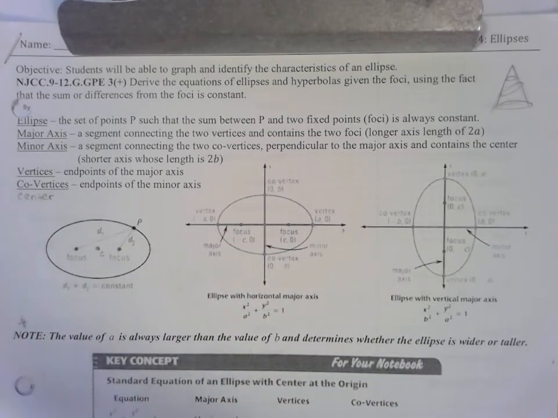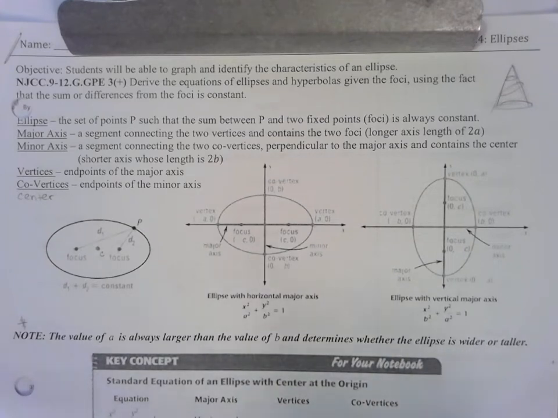So I believe there's really one formula. They write it as two. It says here, note, the value of a is always larger than the value of b, and it determines whether the ellipse is wider or taller.